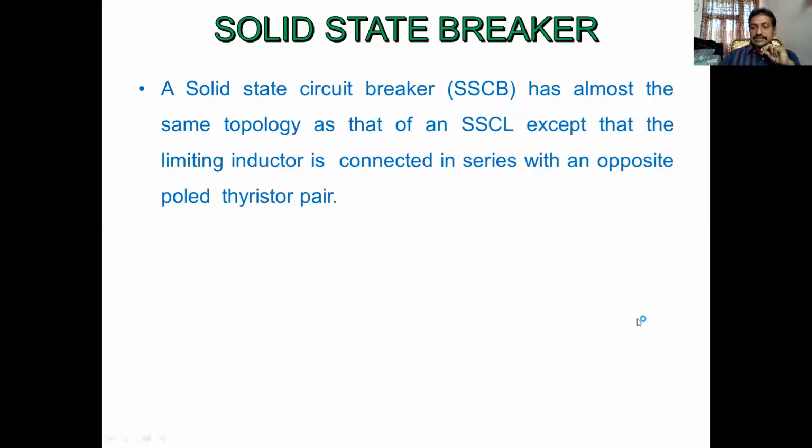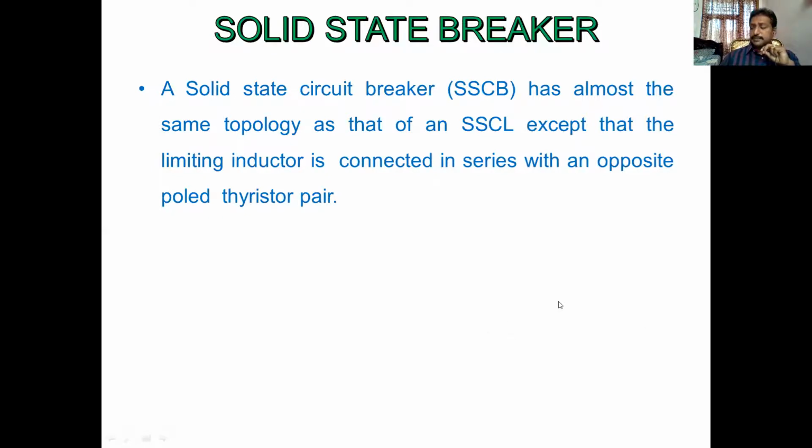These are all called protective devices, because we want to protect the system. This solid state breaker is also a protective device, and SSCL is also a protective device. In earlier days, the majority of applications used auto reclosers and circuit breakers to control during fault conditions, but nowadays we are using this solid state breaker also.